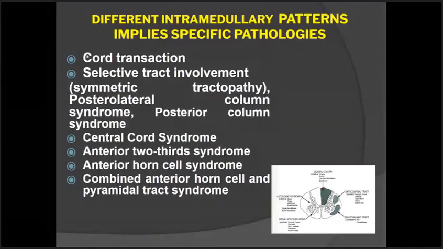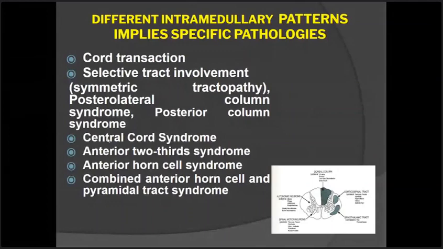Usually the causes of cord transection are inflammatory, infective and non-infective. Selective tract involvement means only a tract or tracts are involved. For example, the posterior lateral column, which is found in subacute combined degeneration of the spinal cord, in folic acid deficiency and copper deficiency. The posterior column is characteristically involved in tabes dorsalis, in tertiary syphilis.